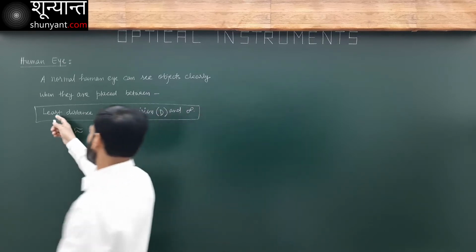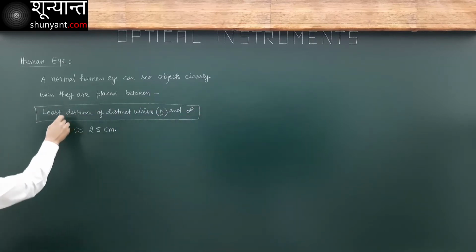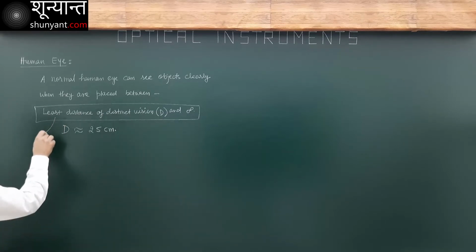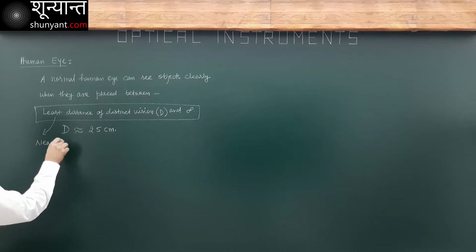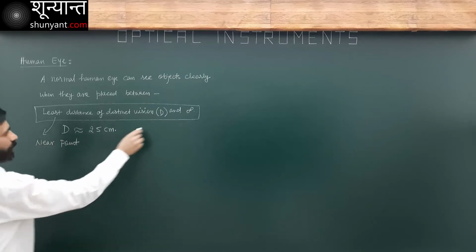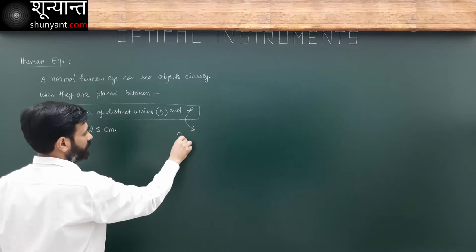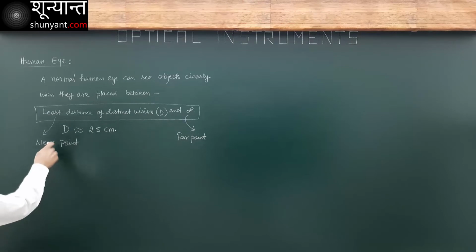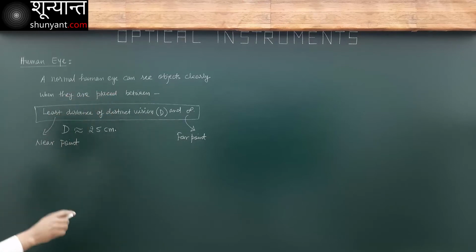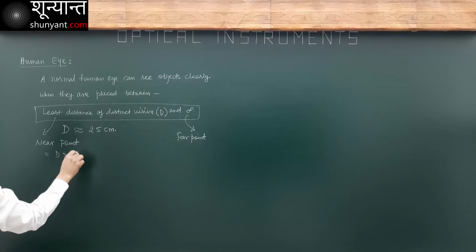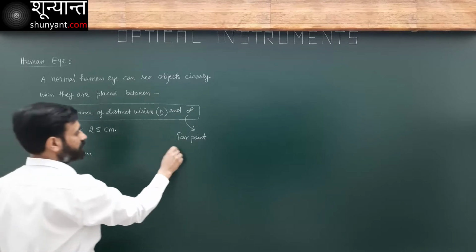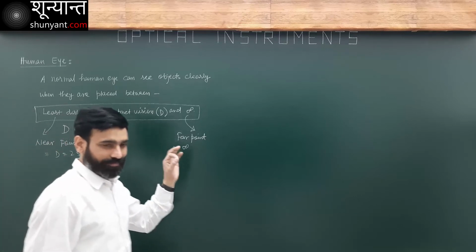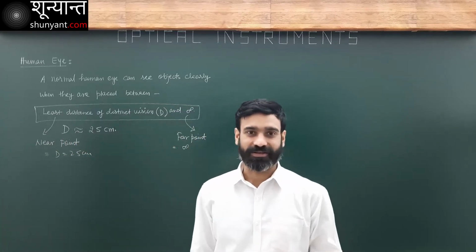This distance is known as the least distance of distinct vision. Now, these two distances are also given names. This one is known as the near point, and this one is known as the far point. So the near point for a normal eye is D, equal to 25 centimeter, and the far point is equal to infinity. Now, this simple fact itself is very amazing.